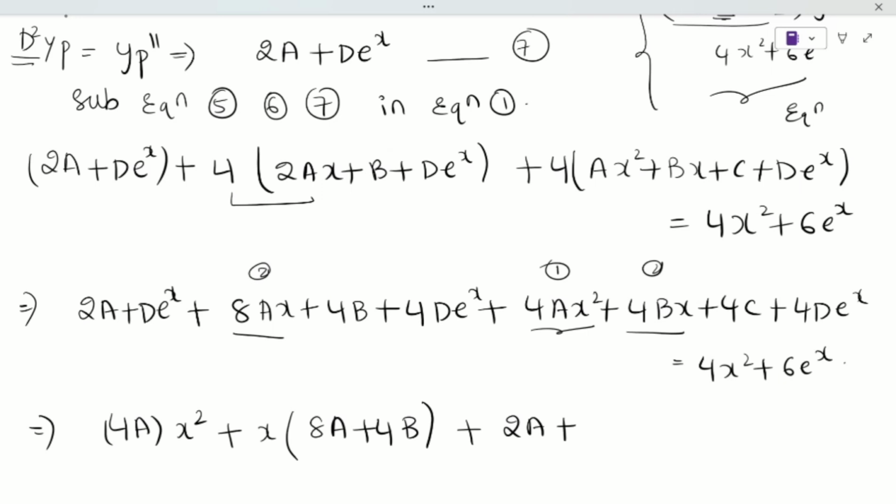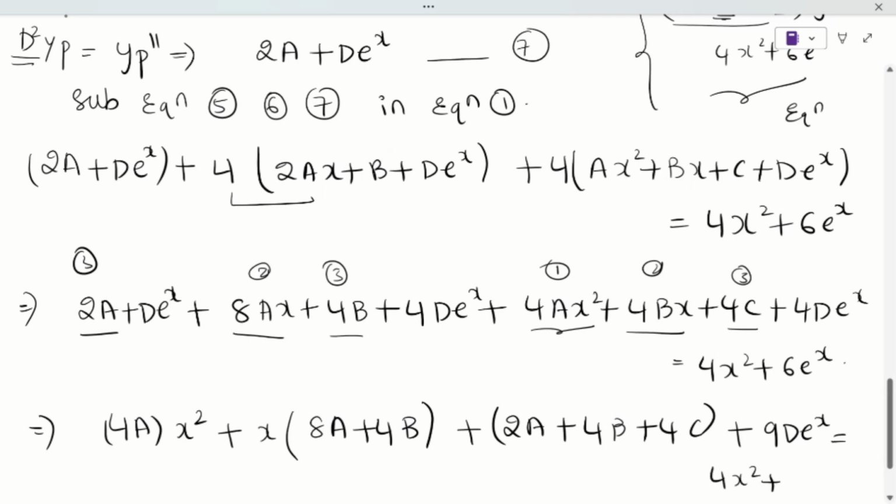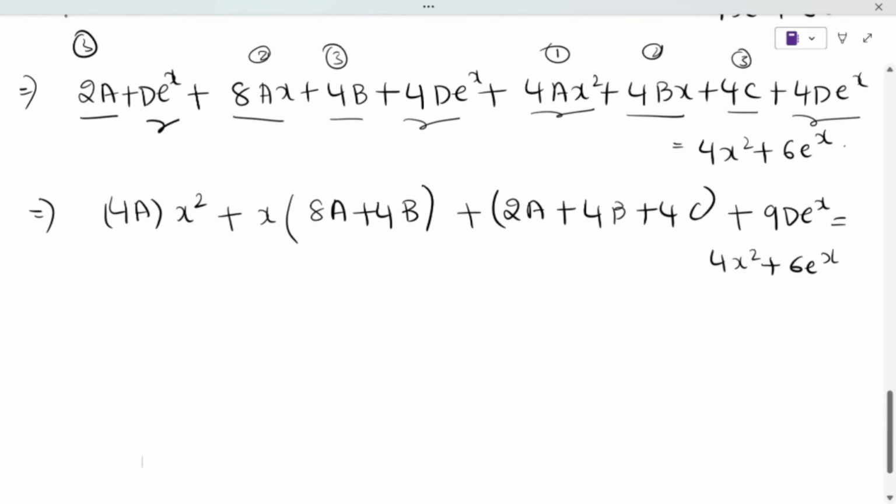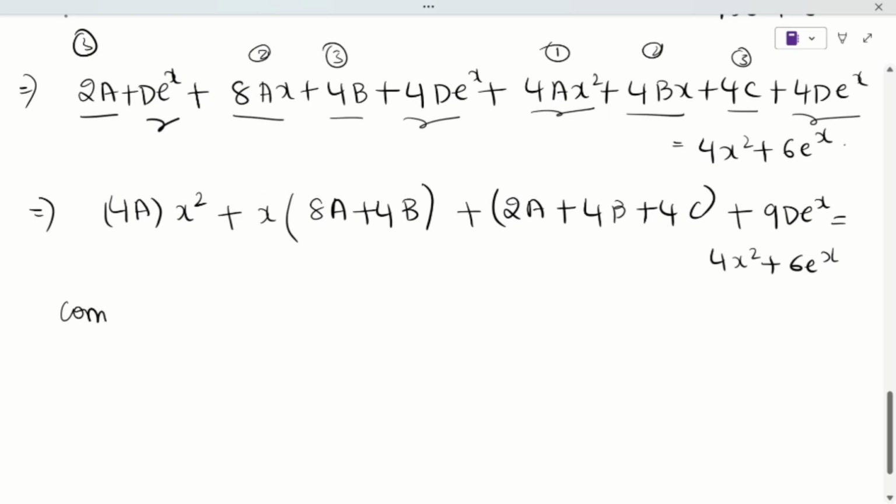Next, I am taking the a, b, c terms: 2a plus 4b plus 4c. I am writing it over here also, as third. What I am taking first, second, and third. Now the last thing is 9d e power x: 4d e power x plus 4d e power x, 8d e power x, plus d e power x equal to 9d e power x, equal to 4x square plus 6e power x. Now our particular integral part is completed.